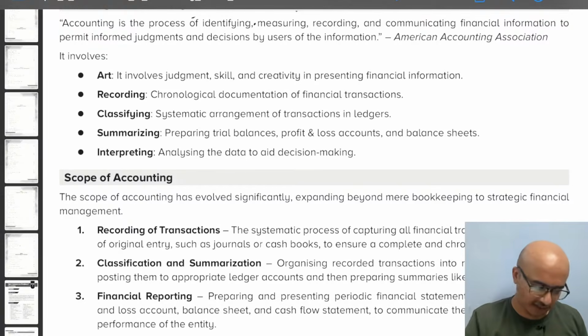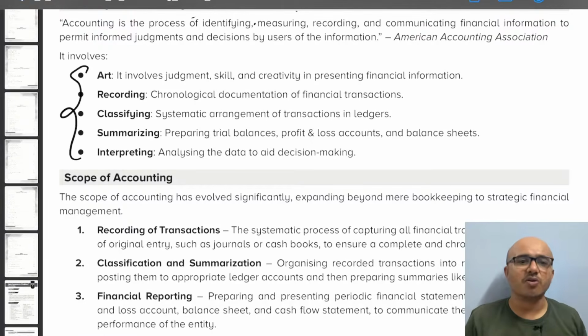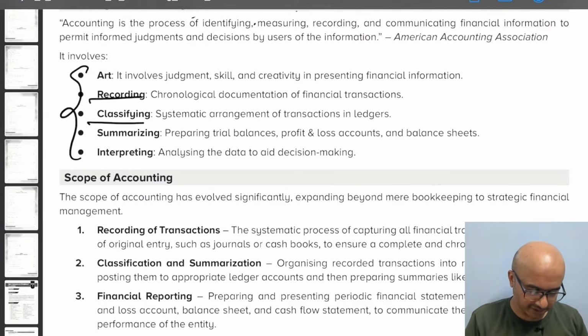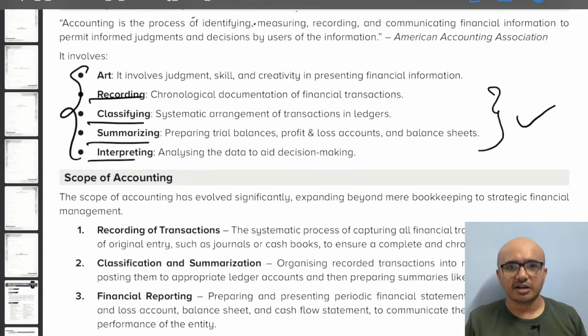So basically what they're essentially trying to say is these are the functions of accounting. That is, it is an art, it involves recording, classifying, summarizing and interpreting. Definitely true in these instances. Okay, so then what else?